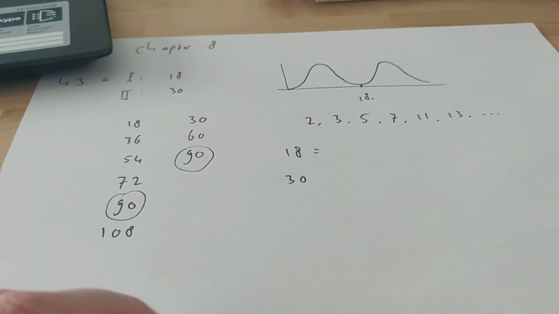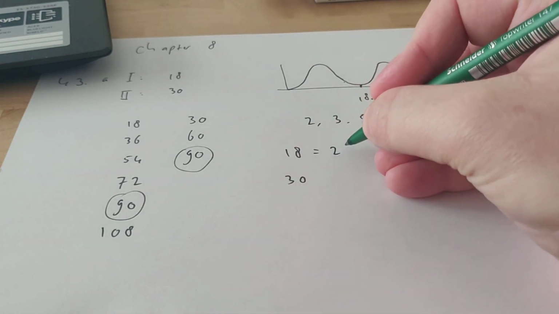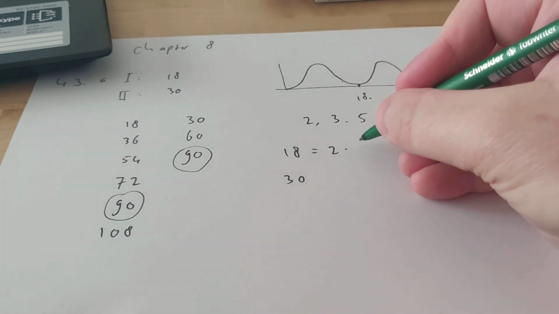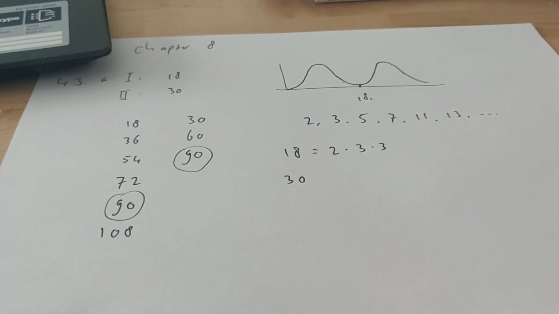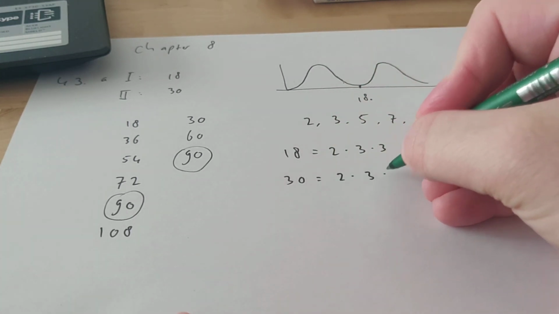If you take 18, you can write it down as 2 times 9. But 9 is 3 times 3. So you can write down 18 as 2 times 3 times 3. 30 is 2 times 15. And 15 is 3 times 5.